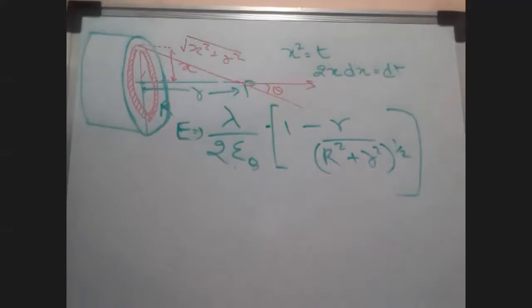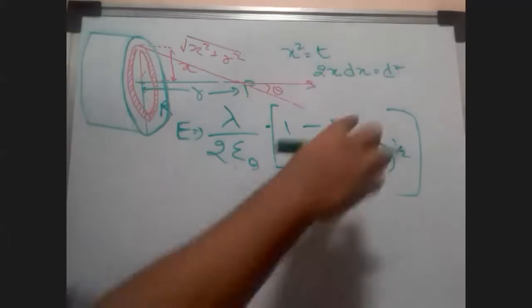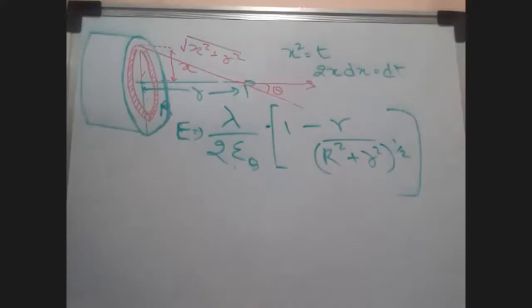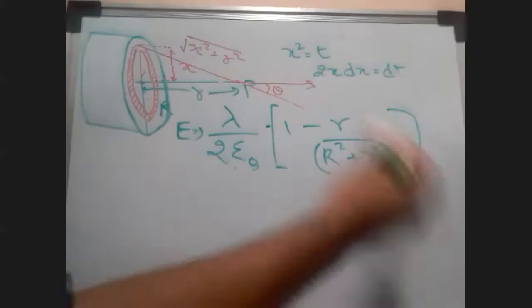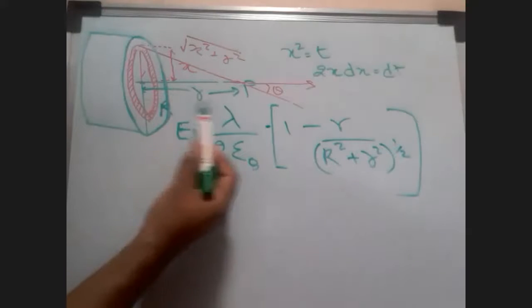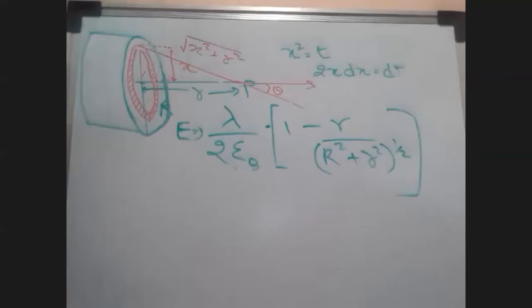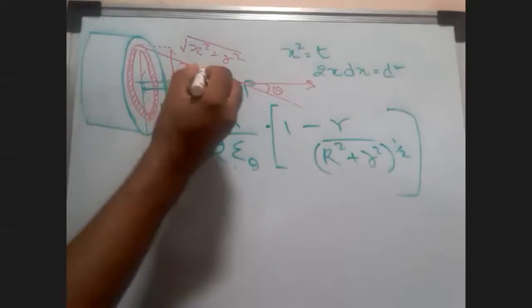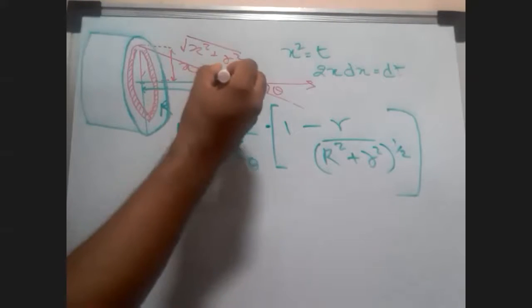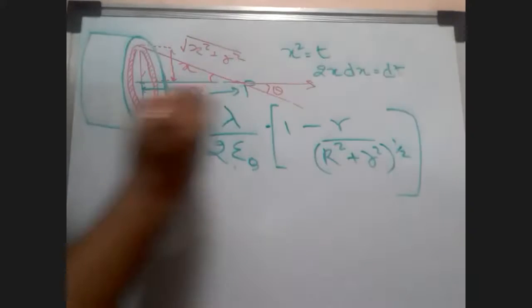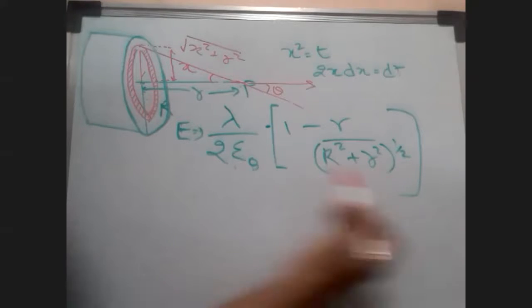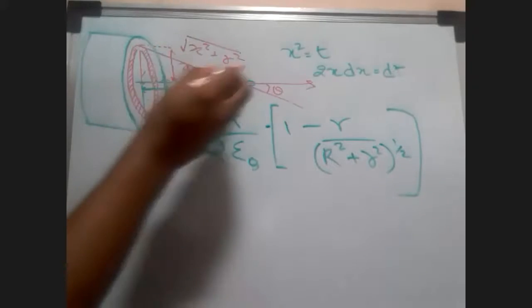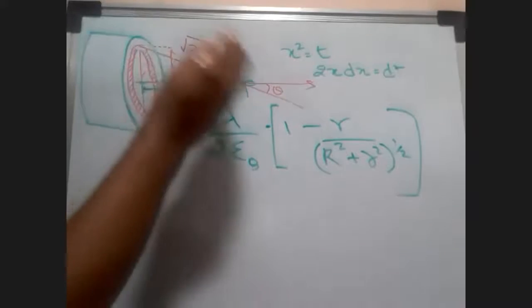Now, I will tell you a trick. You see this r upon r square plus r square raised to 1 by 2. Look at this small term over here. What is it in the diagram? See this r. There is this angle over here, some angle theta, and this is r. And the term below this, capital R square plus r square, that is this one.